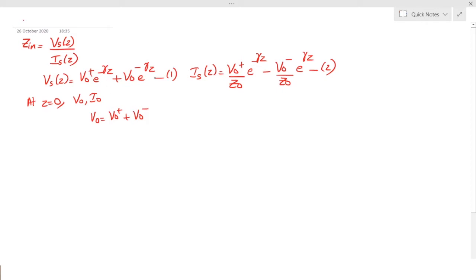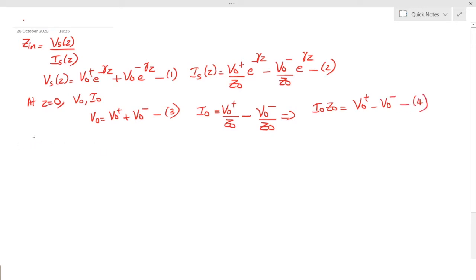So from equation 1, when you substitute Z equal to 0, you get V(z) at Z equals 0 as V0. So V0 equals V0 plus plus V0 minus. This is equation 3. And when you substitute Z equals 0 in equation 2, what will you get? The current at Z equal to 0 is I0, which will be equal to V0 plus by Z0 minus V0 minus by Z0. This can be written as I0 Z0 is equal to V0 plus minus V0 minus. Let this be equation 4.